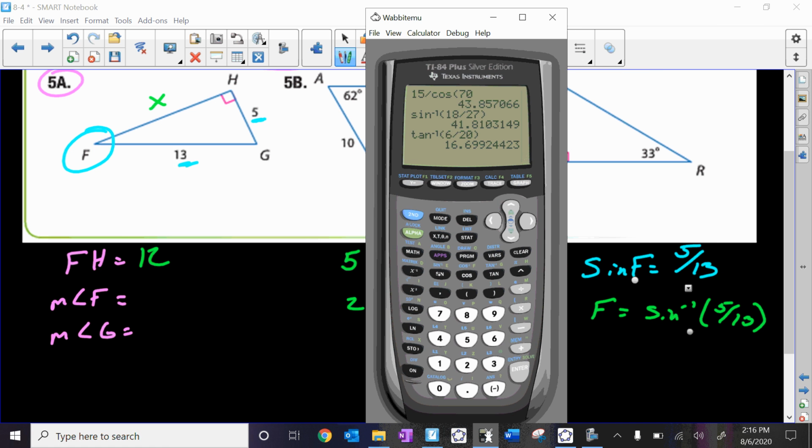So inverse sine 5 divided by 13 gets us approximately 23 degrees, because it wanted nearest degree. So it's approximately 23 degrees.